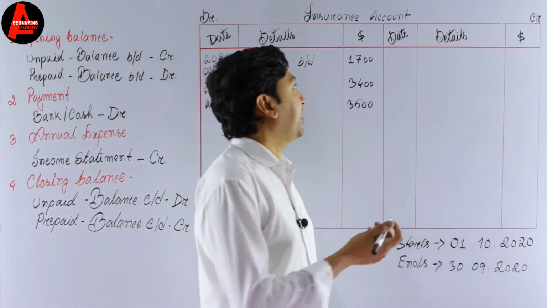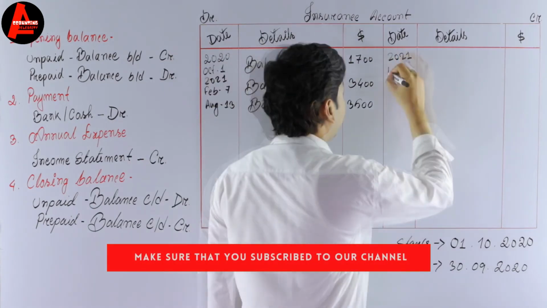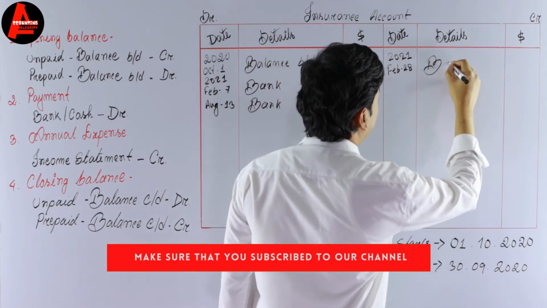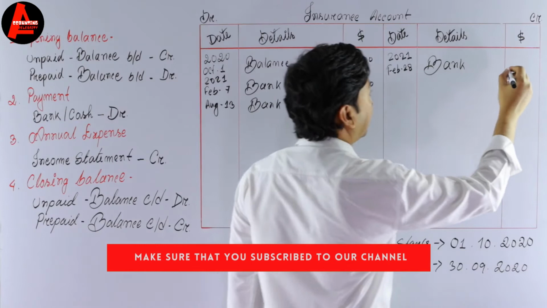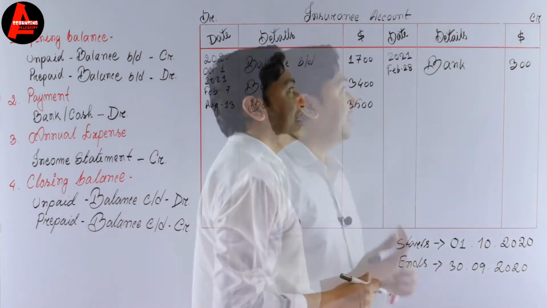Okay, so let us write the date first. 2021, February 28. We will write here bank. Okay, the amount is $300. Okay, done. Then what is next?